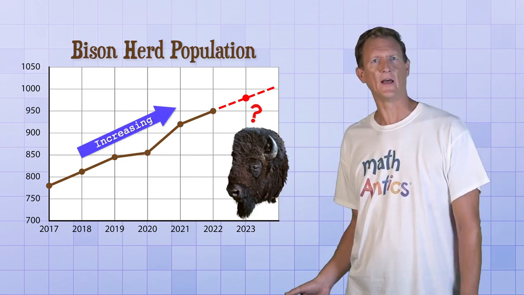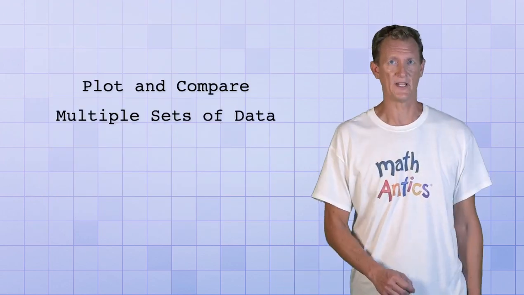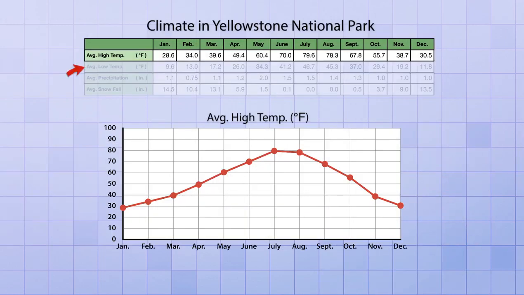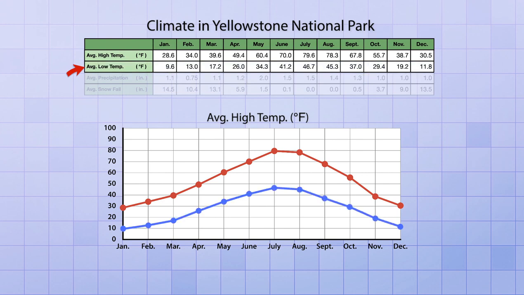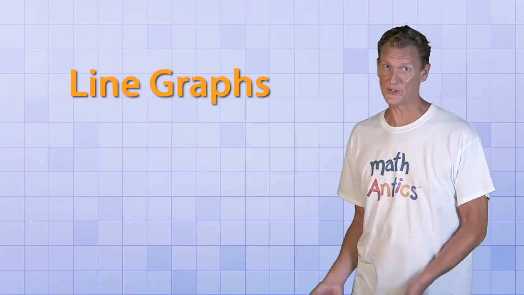Another strength of line graphs is that they make it fairly easy to plot and compare multiple sets of data on them using different lines. Like, we could easily add the data for the average low temperature from our table using another line like so. Multi-line graphs like this will usually use different colors or line styles to help you tell which line is which. But like all types of graphs, line graphs have some limitations too.